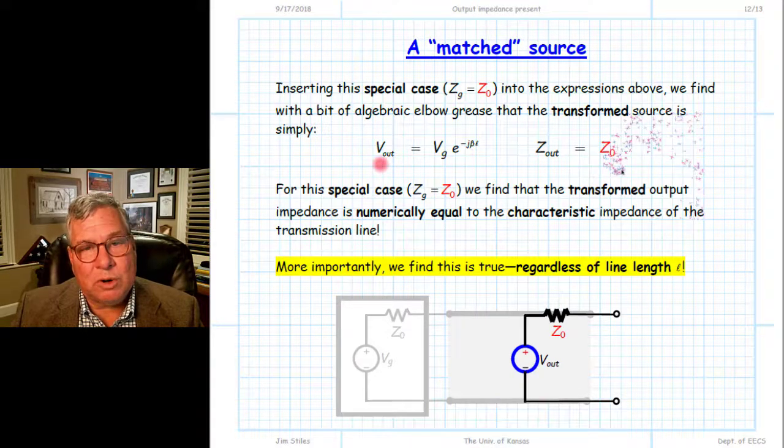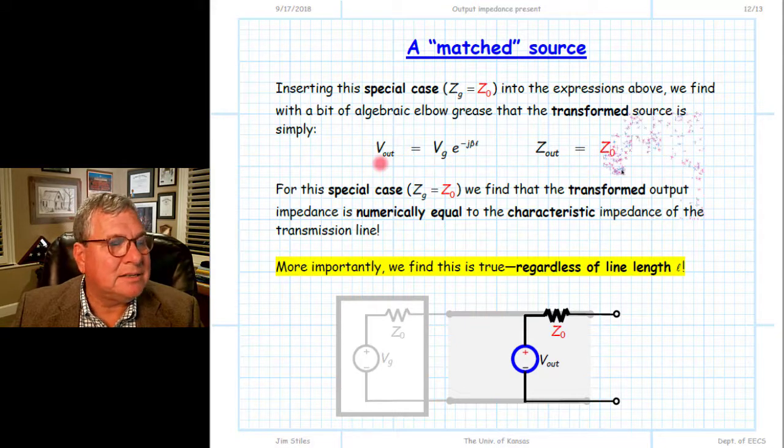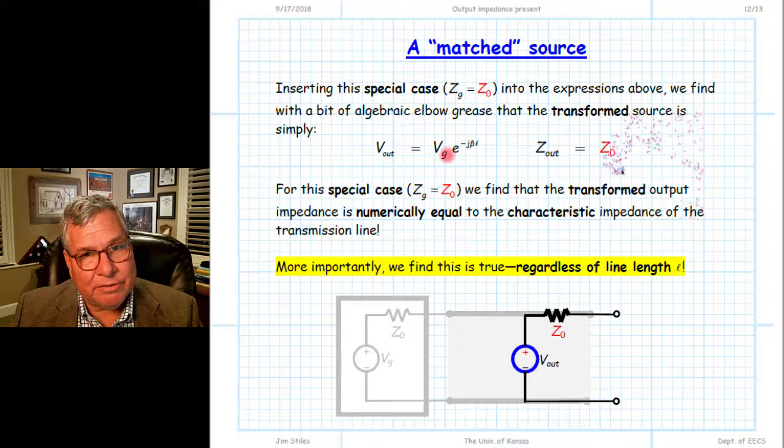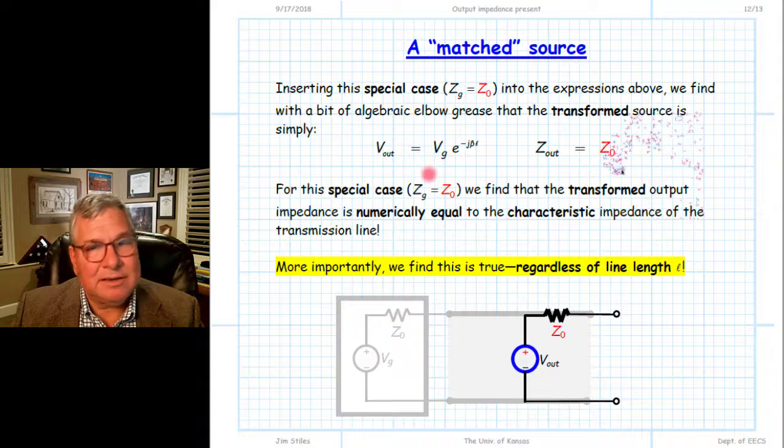What about the transformed open circuit voltage source? Is it equal to VG? Well, almost. Our transformed source is equal to our original open circuit source voltage VG times e to the minus j beta L. Basically we have a phase shift of that transformed source, equal to the electrical length beta L of that transmission line. Notice the magnitude of our transformed source V out and the magnitude of the original source VG are equal to each other. The phase is different by a value of beta L, just a phase shift.